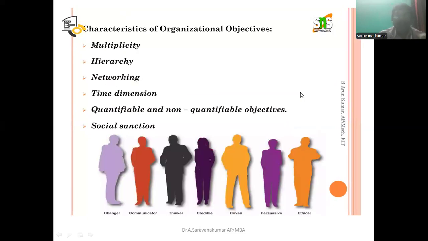So what are the characteristics of organizational objectives? Multiplicity, hierarchy, networking, time dimension, quantifiable and non-quantifiable objectives, social sanction. So these are the characteristics of organizational objectives. We will see one by one. So what do you mean by multiplicity?